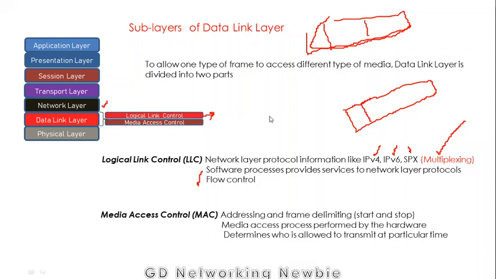And the second sublayer is media access control. Media access control deals with addressing and frame delimiting. Addressing means the physical address, or the MAC address, of the node, and frame delimiting indicates the start and stop bits during the transmission. This is the job of MAC, or media access control, and the media access process is performed by the hardware. Media access control also determines who is allowed to transmit and who is not allowed to transmit at one particular instant of time. It means it dictates the access to the media. So these are the two layers of the data link layer.